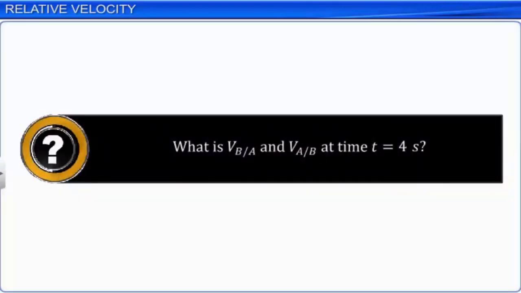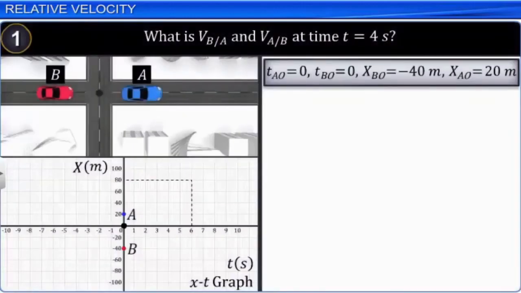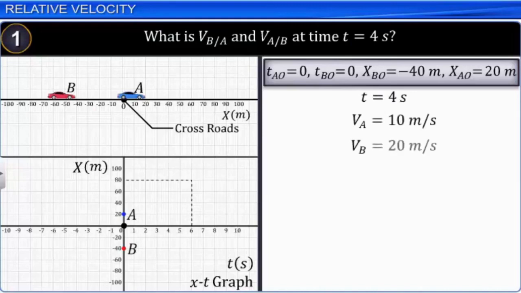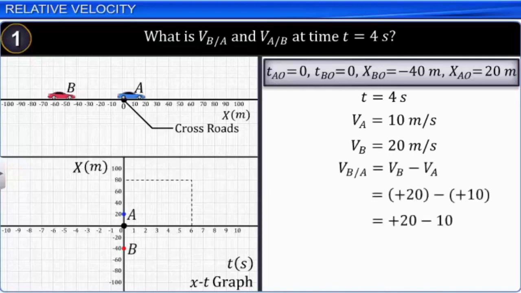1. What is VB by A and VA by B at time t equal to 4 seconds? As A and B are moving with different uniform velocities, the values of t, VA and VB are 4 seconds, 10 meter per second and 20 meter per second respectively. Here, VB by A is equal to VB minus VA. On substituting and simplifying, we get VB by A equal to plus 10 meter per second.